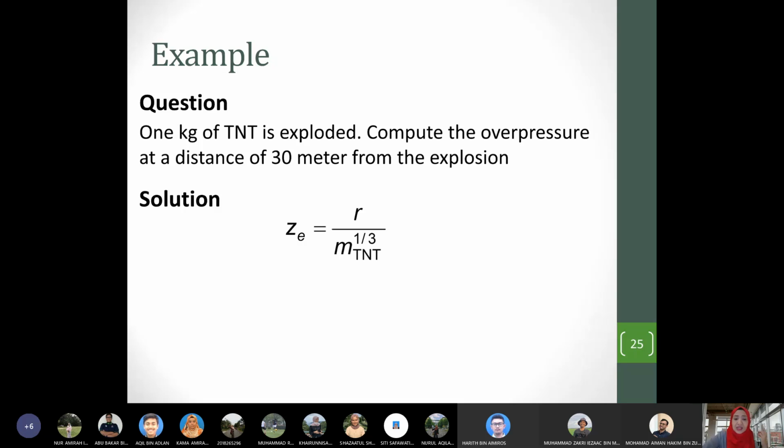To do this, we use the equation to calculate the scale distance ZE first. We know that you are 30 meters from the explosion, that is R, and the amount of TNT that you put over there is 1 kilogram. So 30 meters divided by 1 kilogram to the power of 1/3 is 30 meters per kilogram. And then we refer to the chart, or you can also calculate using the previous equation.